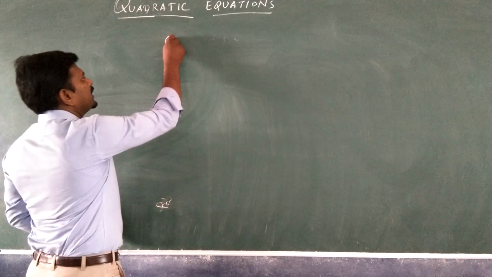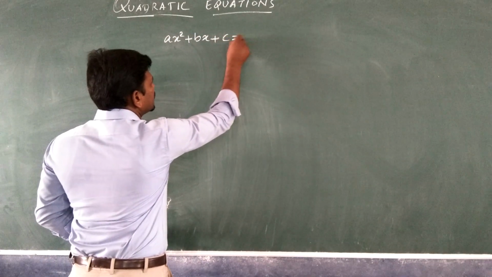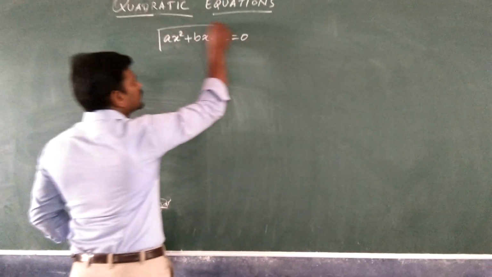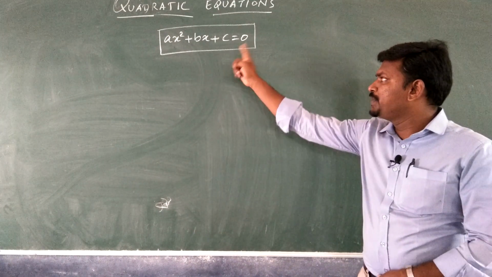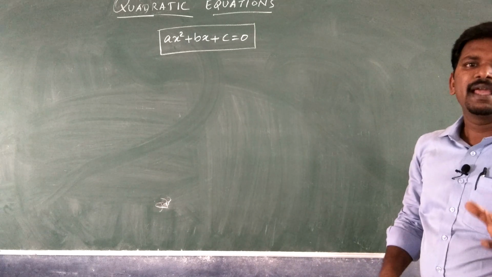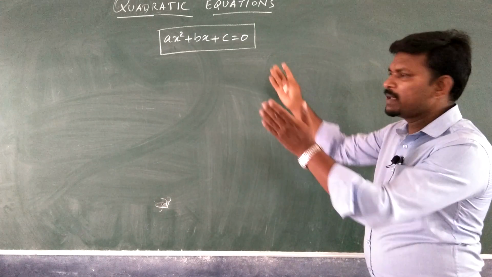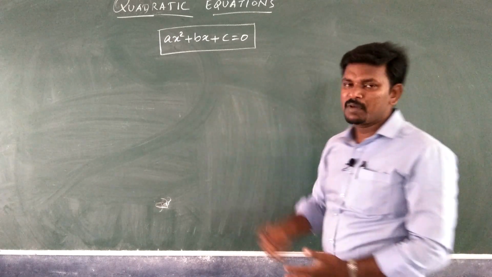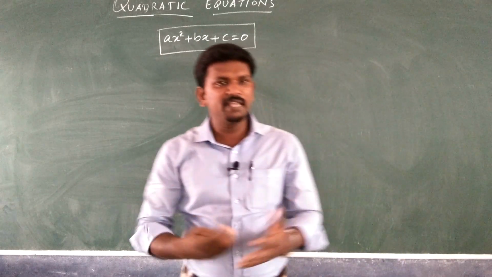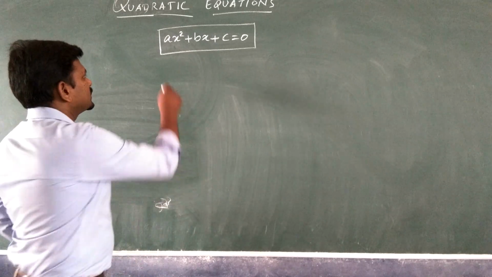So I will write the general form. ax square plus bx plus c is equal to 0. This is the general form of a quadratic equation. So here a, b, c, these three are constants. x is a variable. So this x may be any variable: t square, t constant, m square, m constant. It may be any variable, but these a, b and c are constants.